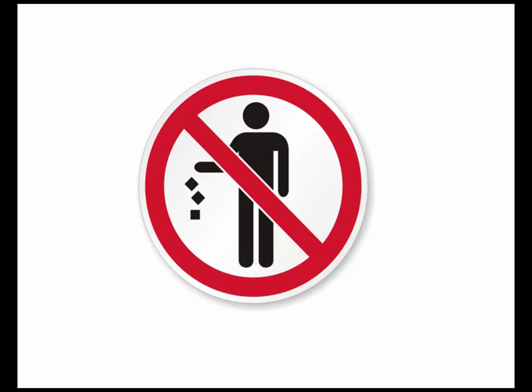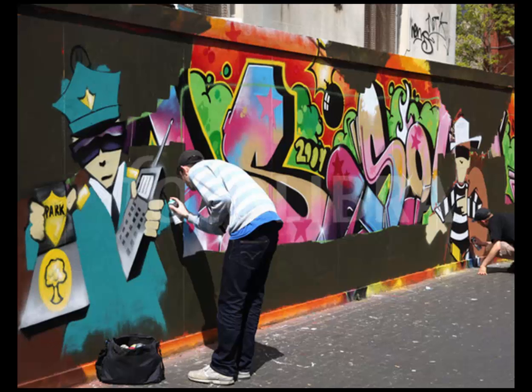So the target norm was not throwing rubbish on the floor, not littering. What was the contextual norm that they broke? It was graffiti. Those researchers put graffiti on the wall, while there was a sign next to the wall saying no graffiti. So obviously the norm was then broken. But I'm going to come back to that in a second.